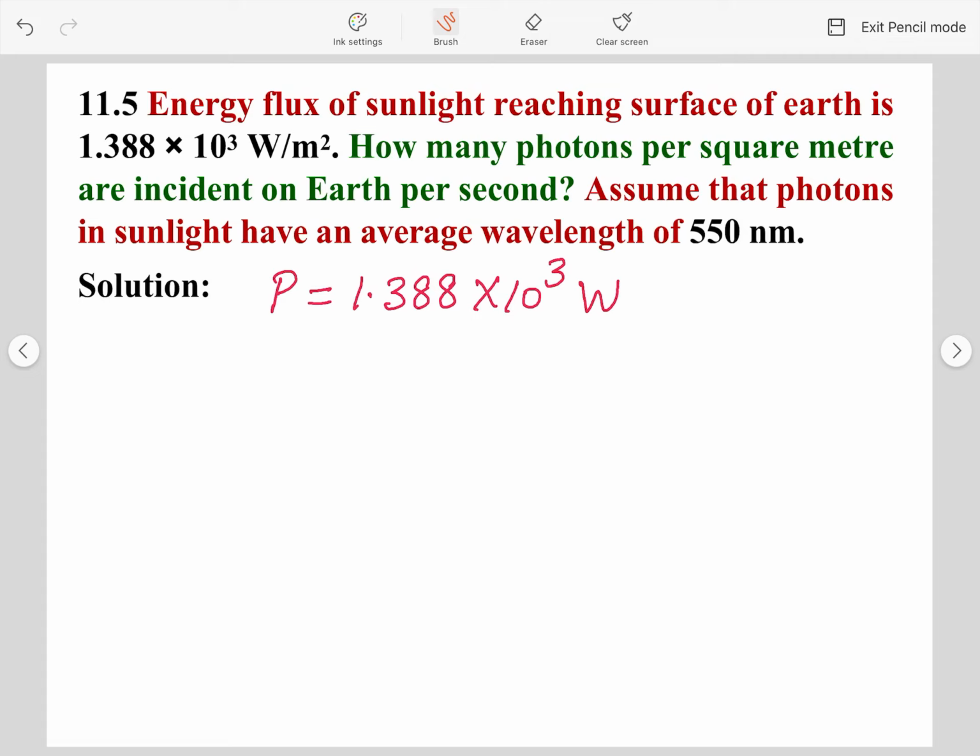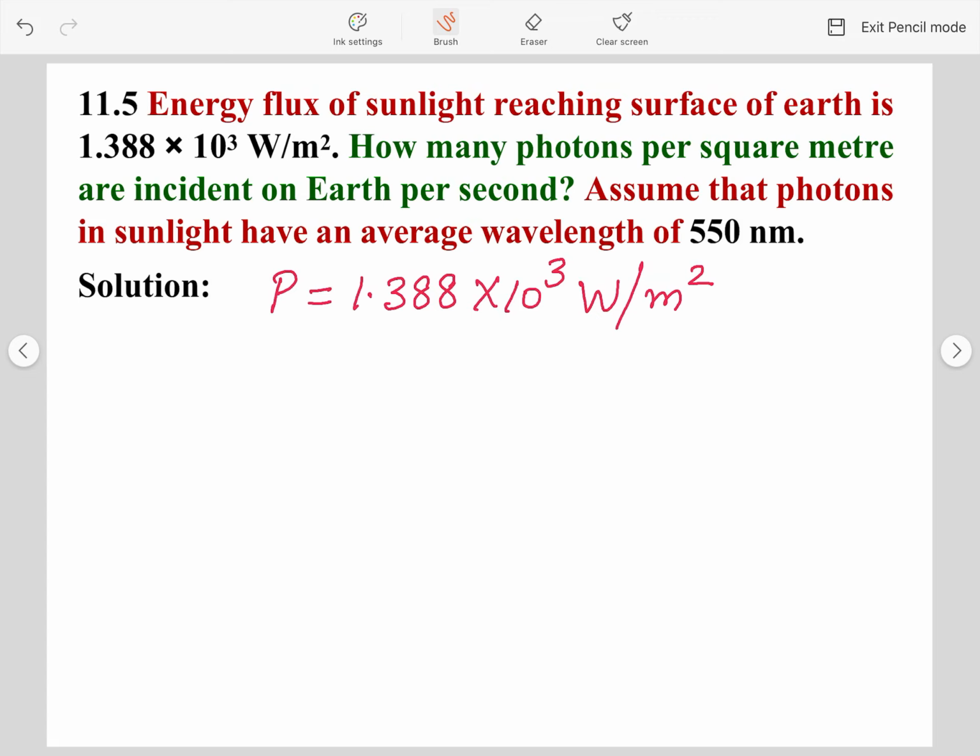Watt is the unit of power, that's why we are using P, watt per meter square, that is, in 1 meter square area, the power of the radiation falling is 1.388 into 10 raised to power 3 watt per meter square. And how many photons per square meter are incident on earth per second?